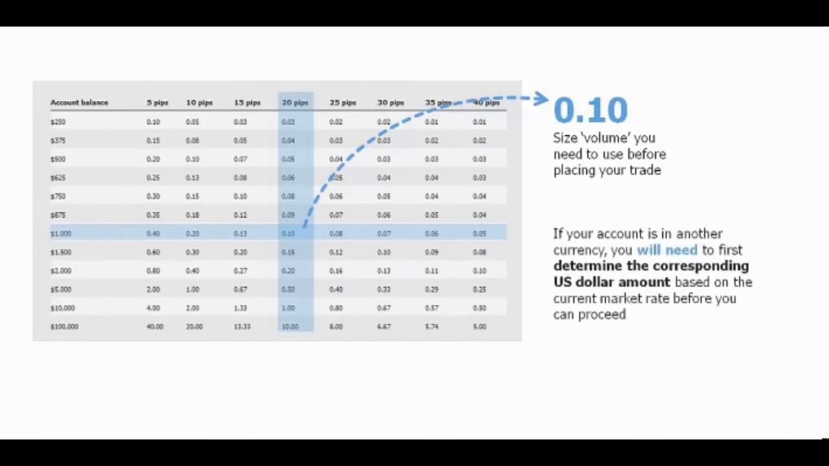Note that the account balance is in US dollars. If your account is in another currency, you will need to first determine the corresponding US dollar amount based on the current market rate before you can proceed.